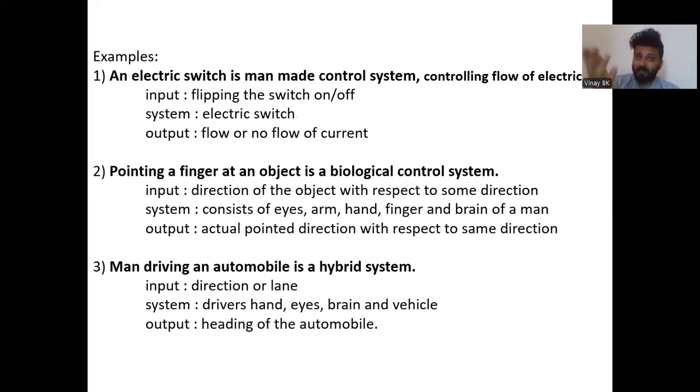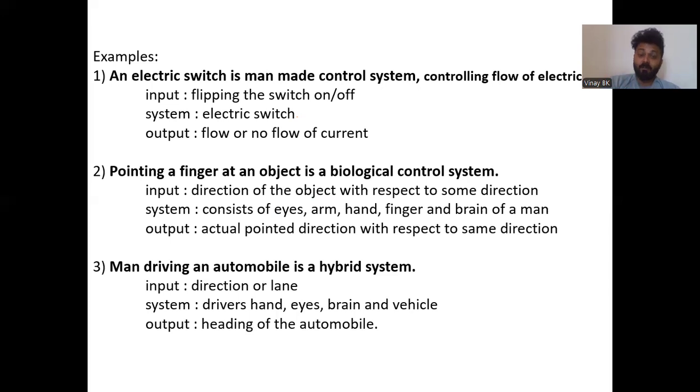System: if I am giving a sight, it consists of the eyes, arm, hand, finger, and brain of the man, everything I am giving. Whatever I am showing, that is pointing the finger, moving the arm, eye movement, brain thinking level, is what we consider the system. The output is the actual pointed direction, straight or left or right or backward, with respect to the same direction.